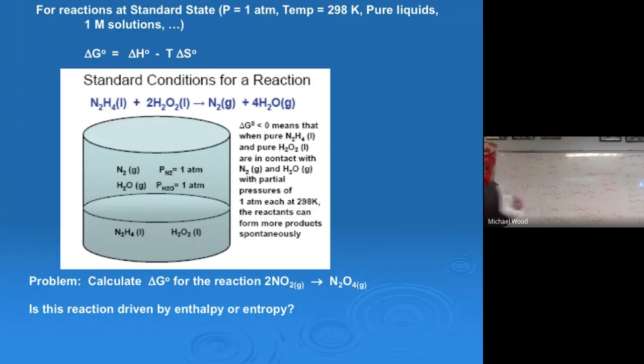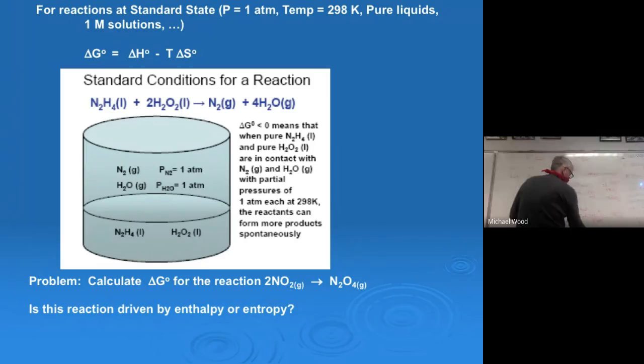And it doesn't matter which way I go. I just have to get the units to agree. I can either make this be kilojoules or this be joules. The way I did it is I made this be joules. So I had negative 58,000 joules. So now I'm just going to plug everything in. So I have negative 58,000 joules. That's delta H.